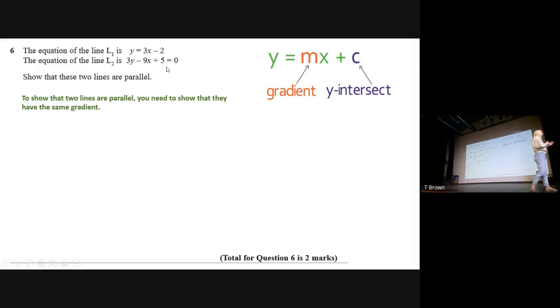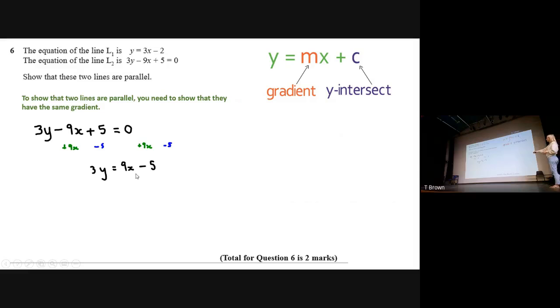So first thing I'm going to do, I'm going to take that second line, I'm going to add 9x to both sides to get rid of this. Goes over here. And I'm going to take the 5 away, and then I've got to take 5 away from this side. So I started with 0 on the right-hand side. I've added 9x to both sides to get rid of this. Well, I'll add 9x here as well. And I've taken away 5, so I've got to take away 5 from here as well. So 3y equals 9x minus 5. All I've done is add 9x to both sides, take away 5 from both sides. I'm trying to get that y on its own.